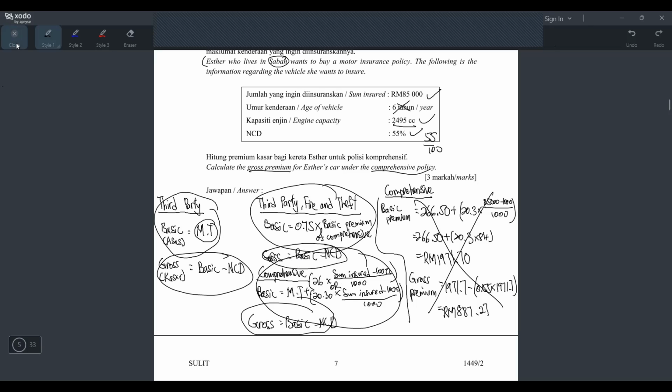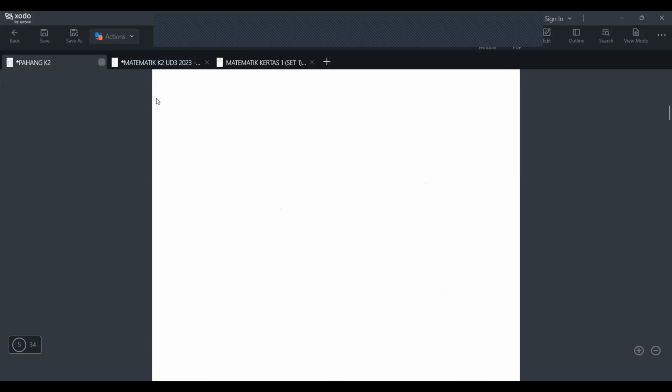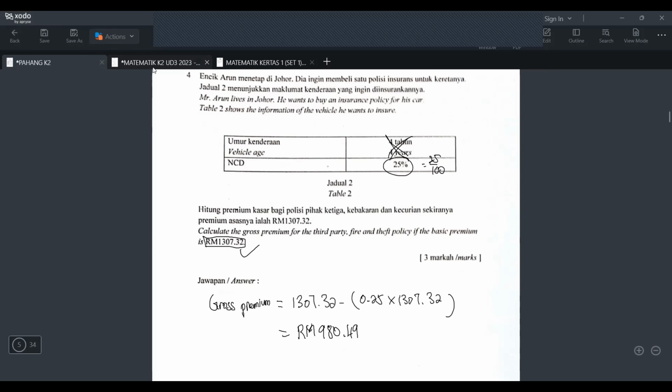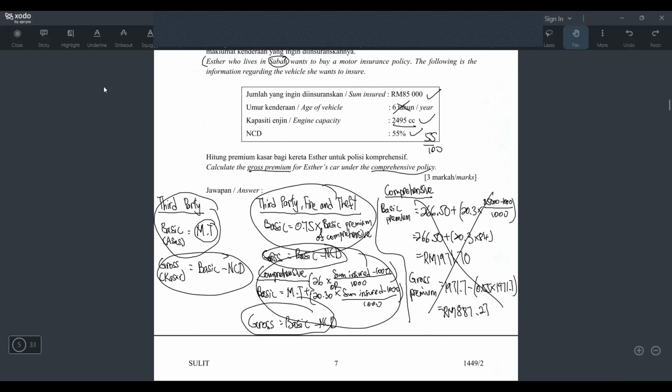Right. But let me go back to this Pahang question. Why this Pahang question I don't have to, even though they say third party fire and theft, why I don't have to take the 0.75 times with the basic premium for comprehensive? The reason is because they already give me basic premium. This soalan is because they already give me basic premium 1307.32 means I can skip all this step already. I mean this step, the basic premium punya step I tak payah buat already.